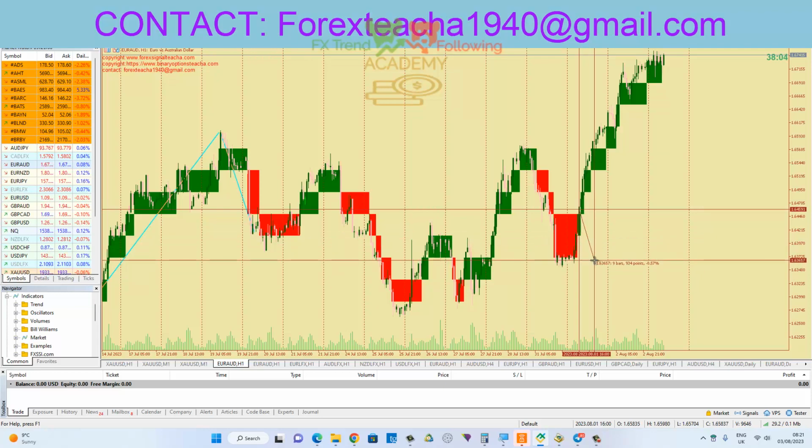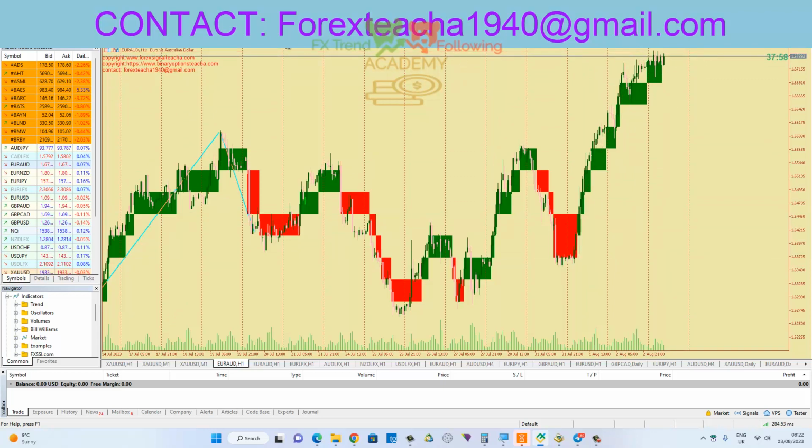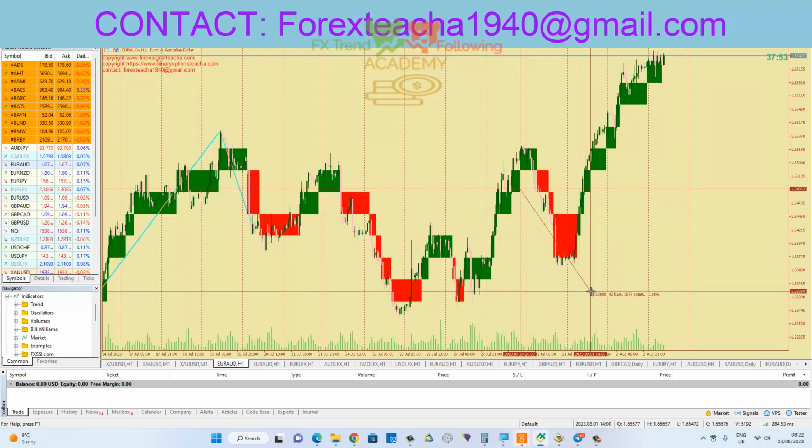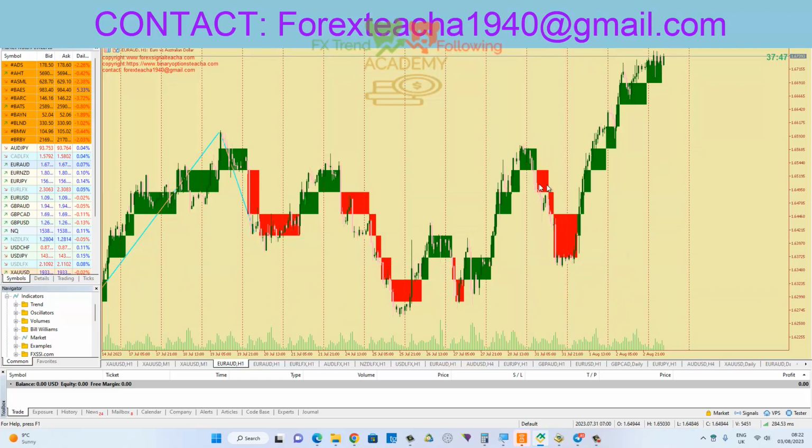All right, like in this case, this signal went up all the way, I think about 280 pips. That's the last signal that is there. And the one before that, it also went down all the way, almost 140 pips. This is a red box, which shows that it's a sell.